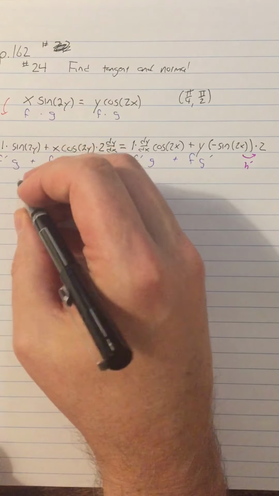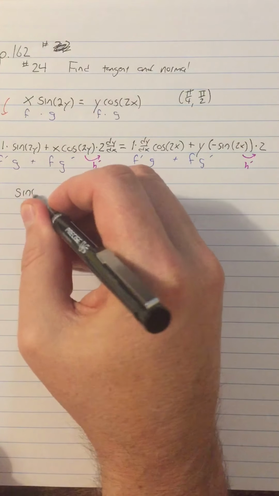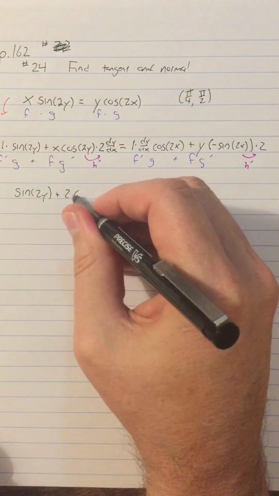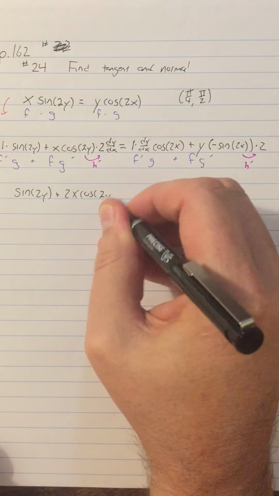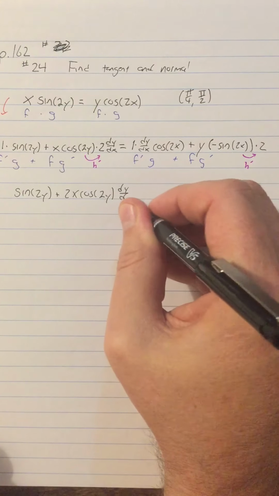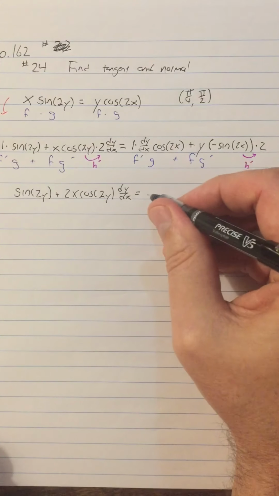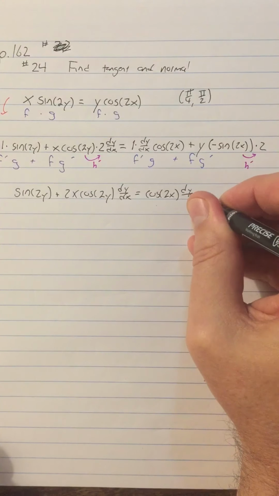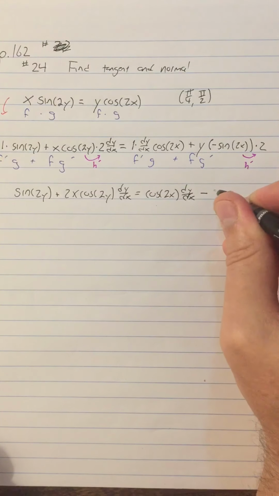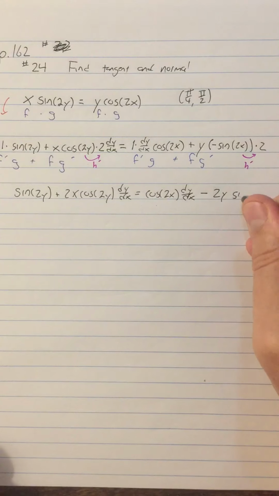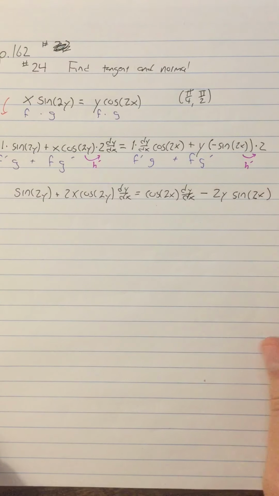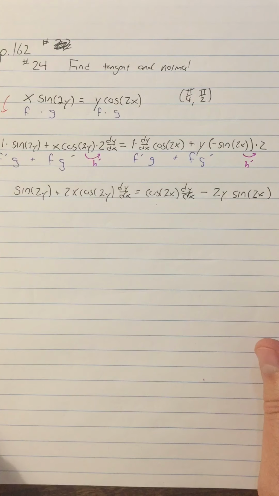Let's see if we can clean this up a little bit. So I have sine of 2y plus 2x cosine of 2y dy dx equals cosine of 2x dy dx minus 2y sine of 2x. All right, hopefully I didn't miss anything there. If I did, I guess that's just life and I'll get it wrong.